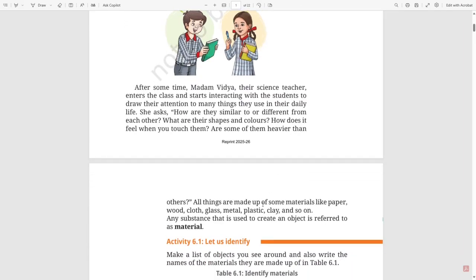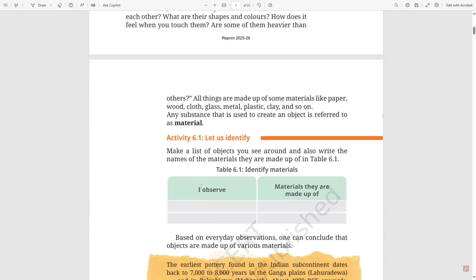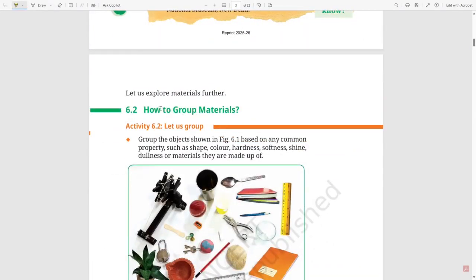All things are made up of some materials like paper, wood, cloth, glass, metal, plastic, clay, and so on. Any material that is used to create an object is referred to as material. Okay, this is an important point we have to highlight in your books. We will not read the activities, just the main part.